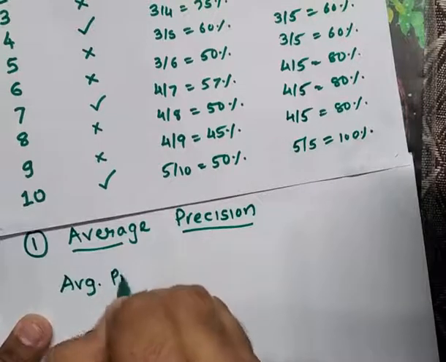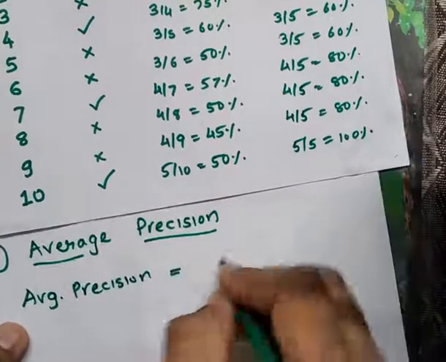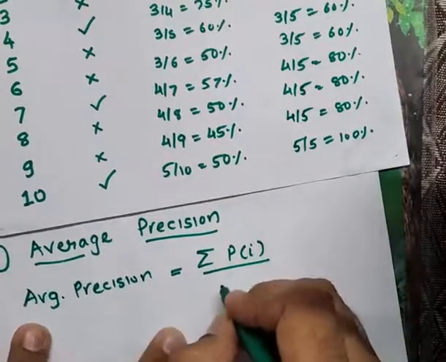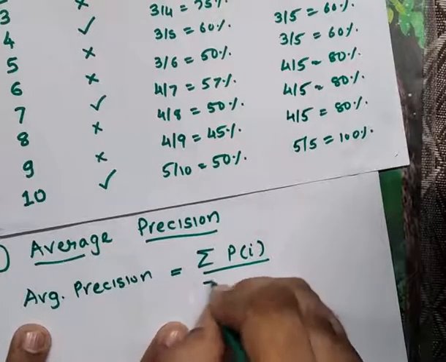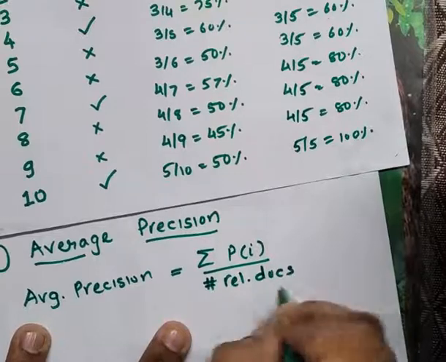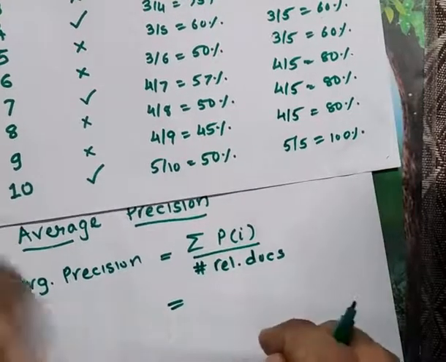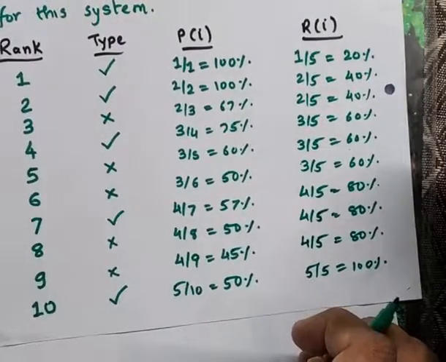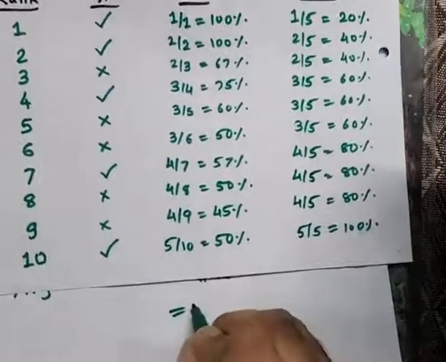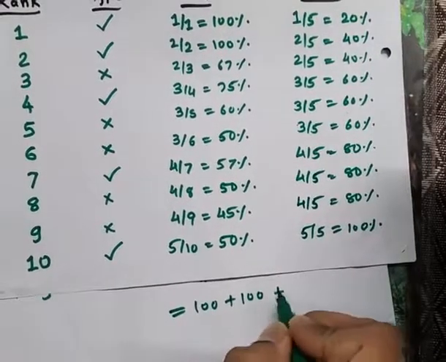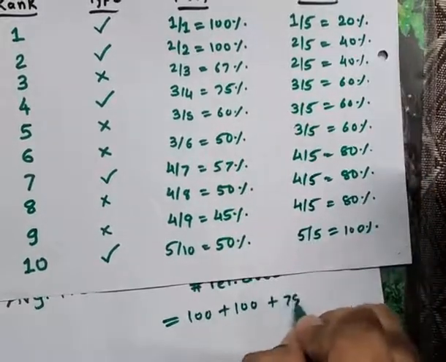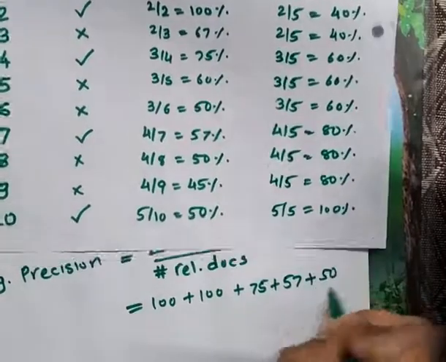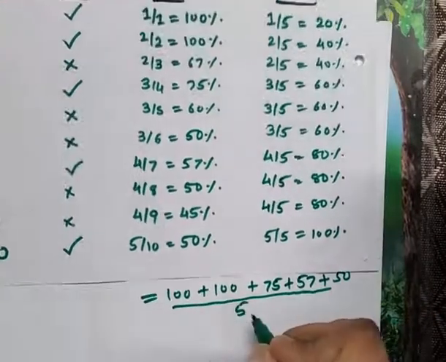So average precision is given by sigma of precision at those rank positions where we found a relevant document, divided by the total number of relevant documents. Okay, so we can see that the precision at first and second position is 100. So 100 plus 100 plus 75 plus 57 plus 50 divided by 5.